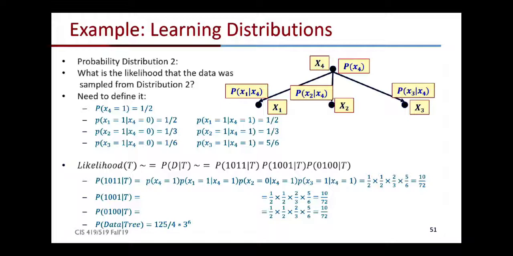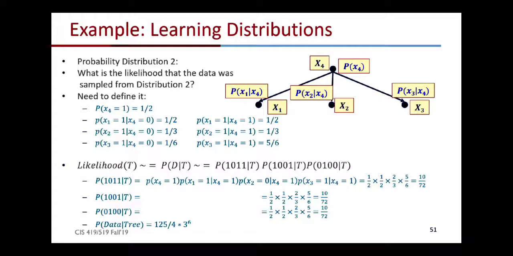In order to do it, I need to give you the exact numbers for P2. So I'm computing this here. This is how we define P2 completely. I need to give you P of X4, which is the root here. Just one number defines it. Make sure that you agree with me that this is a complete definition of the probability distribution.